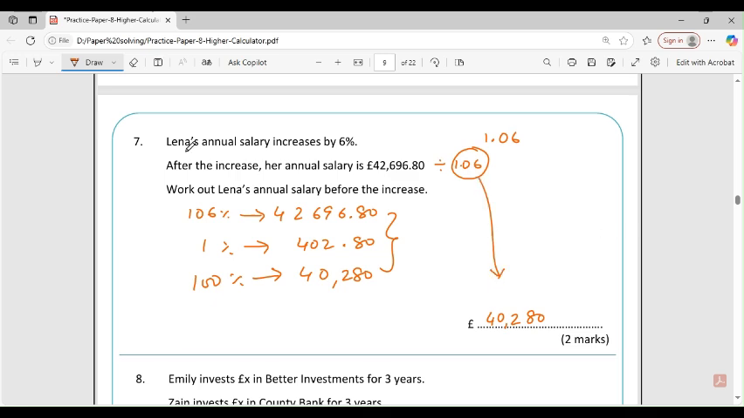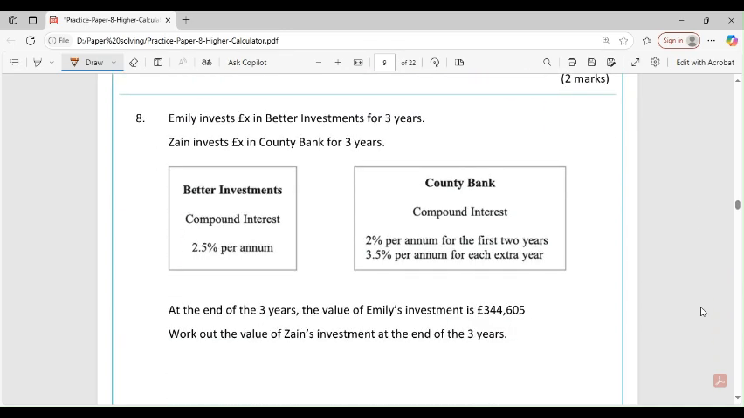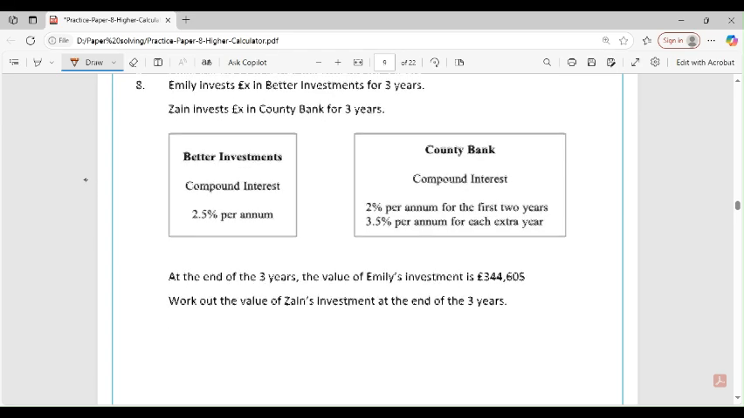Now comes the next question, which is question number 8. It says Emily invests X pounds in Better Investment for 3 years. Zen invests X pounds in County Bank for 3 years. So which is going to be better?